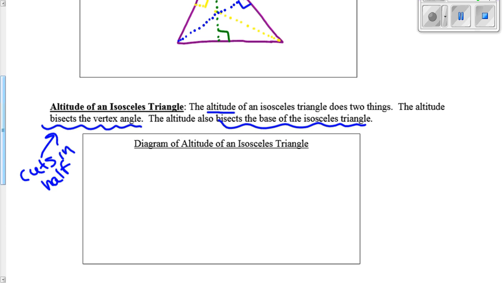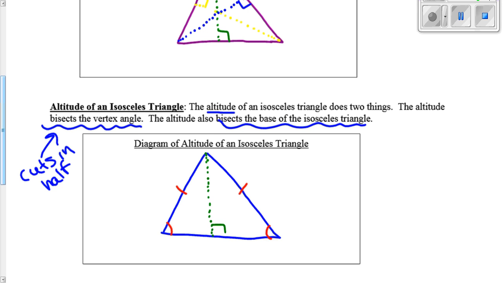So let's go ahead and draw an isosceles triangle. Before we do anything, I know that since it's isosceles, these two sides are congruent, and these two angles are congruent. That has nothing to do with the altitude; that's just because it's an isosceles triangle. Now let's draw the altitude. It's coming from the vertex angle, up here, not from one of the base angles. So if it's coming from the vertex angle, it's going straight down.